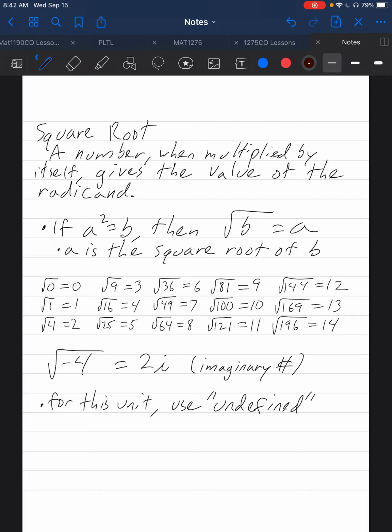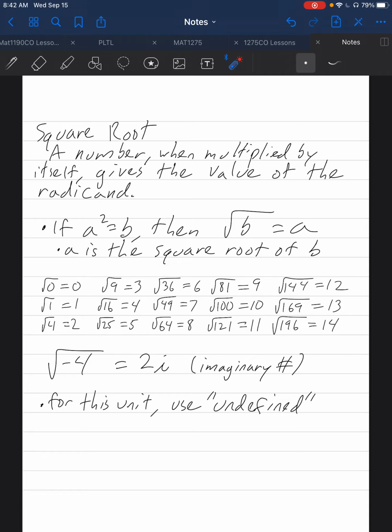And again, a square root is a number that, when multiplied by itself, gives the value of another number called the radicand, right? Here, b is the radicand. So if a squared is equal to b, then a is the square root of b.